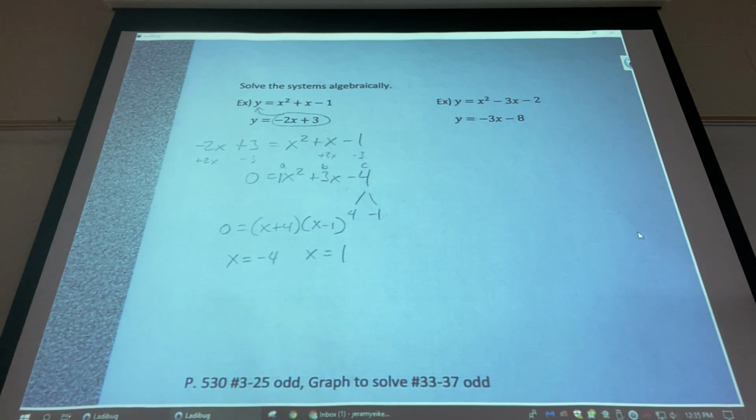Hey, I got something to tell you though. Are we done once we get x? No, you have to find the... We also remember our answers are going to be coordinates, aren't they? Yeah. So each x is going to have a corresponding y value. Think about how you would do that.